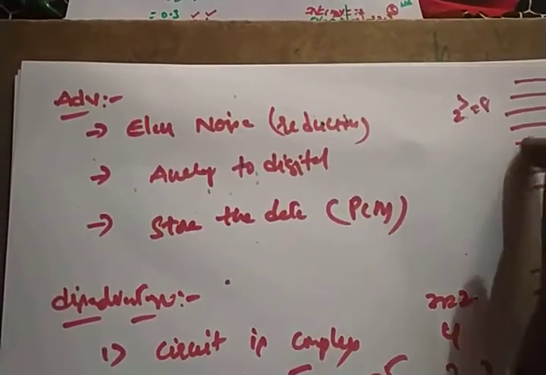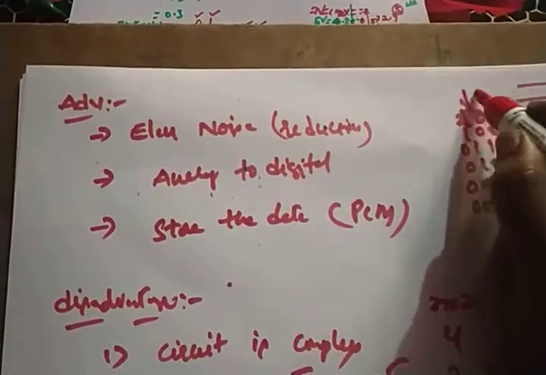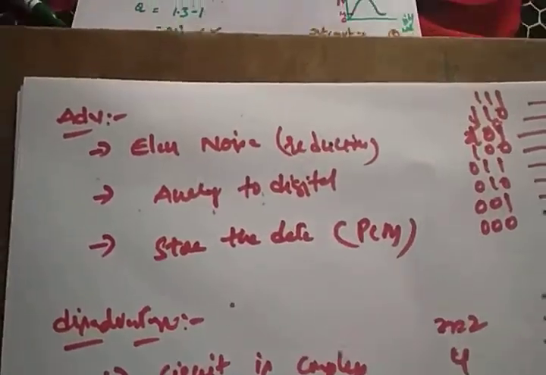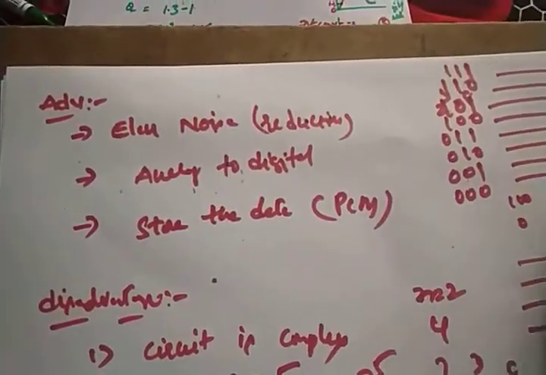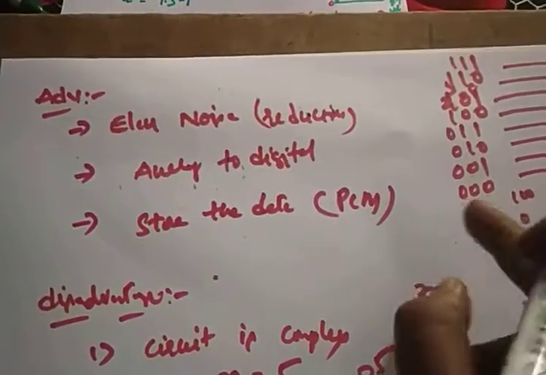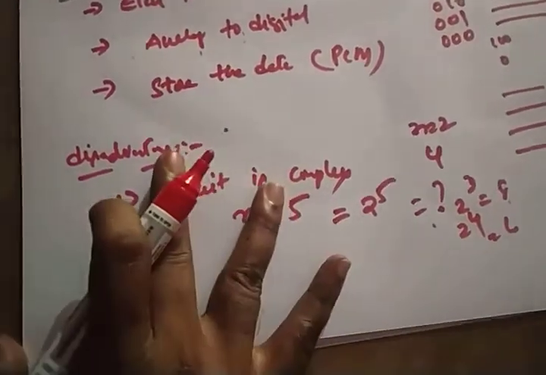0, 1, 2, 3, 4, 5, 6, 7, that means 000, 001, 010, 011, 100, 101, 110, 111. So with the available fixed values, for example 0 to 100, if you are choosing the values, you have to represent the fixed quantization levels and denote your digital value directly. Like this, 2 power 5, 2 power 6, it's very difficult to draw all these things. So that is one of the disadvantages.